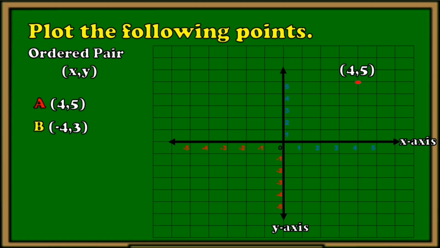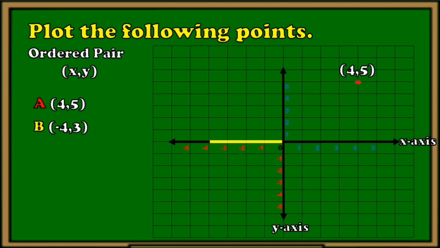Let's try another one. Let's try to plot point B. Point B has coordinates of negative 4 and 3. Let's start with the x-coordinate. The x-coordinate is negative 4. Since the x-coordinate is negative 4, we need to move 4 times to the left from the origin. That is 1, 2, 3, and 4.